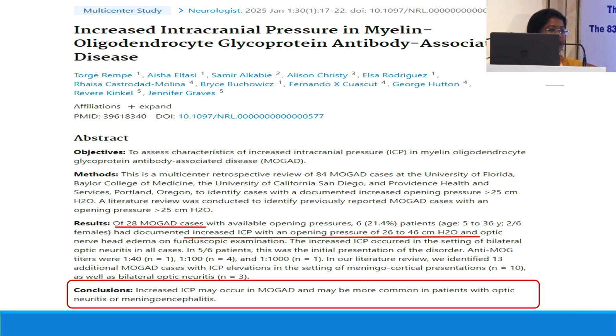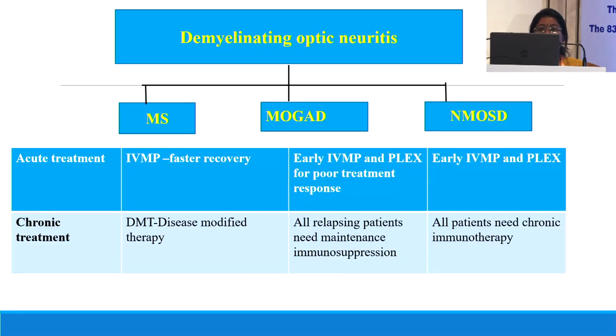So coming to the treatment of demyelinating optic neuritis, yes, all of them will require an acute treatment and a chronic treatment. If it is going to be an acute treatment, it is invariably intravenous steroid, and if it is a chronic treatment, we need a long-term maintenance immunosuppression.